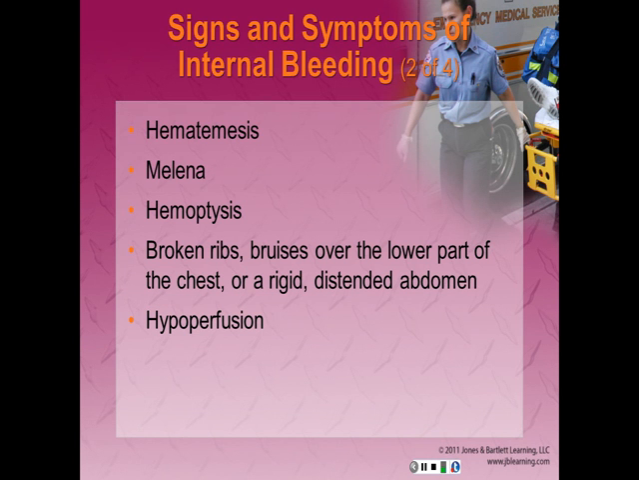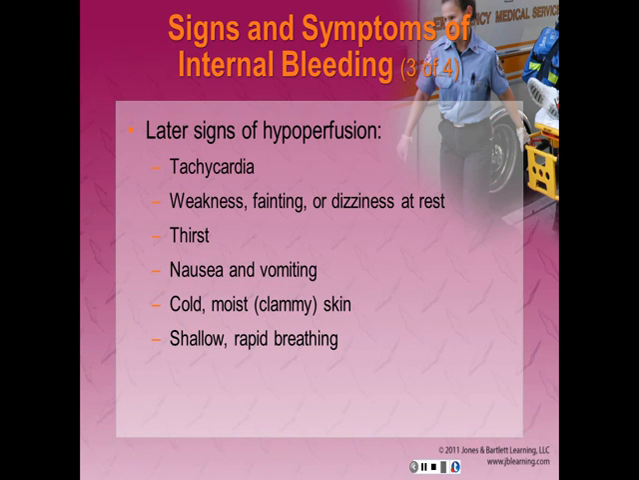We look for signs of hypoperfusion, such as change in mental status, anxiety, restlessness, or combativeness, weakness, faintness, or dizziness on standing, and changes in skin color or pallor. Later signs of hypoperfusion suggesting internal bleeding include tachycardia, weakness, fainting or dizziness at rest, thirst, nausea and vomiting, cold, moist skin, and shallow, rapid breathing.